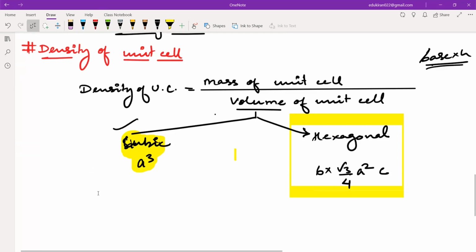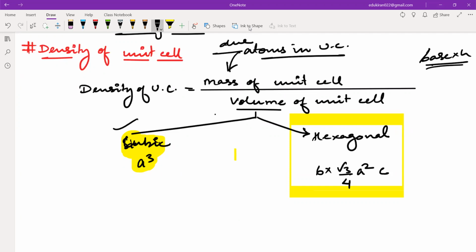Now, next thing that you have to know, please don't write anything. Keep your pen aside. So the mass of unit cell, you have to look at this word. These are imaginary lines which we have drawn. The mass of the unit cell will be only due to the atoms in the unit cell. Yes or no? Yes, sir. So what we have to find is the mass of the atoms that are inside the unit cell.